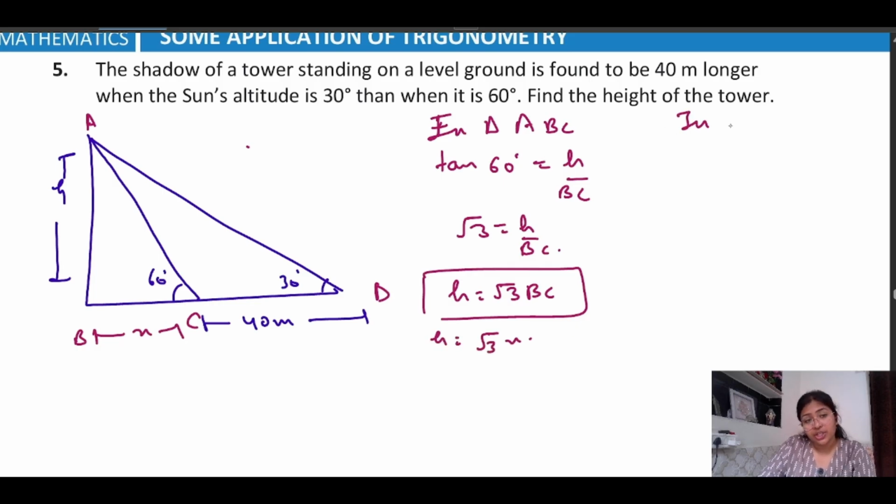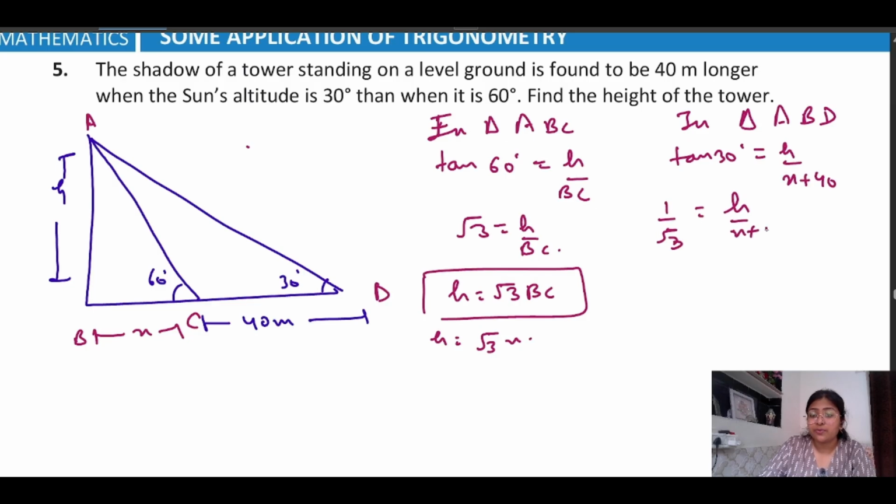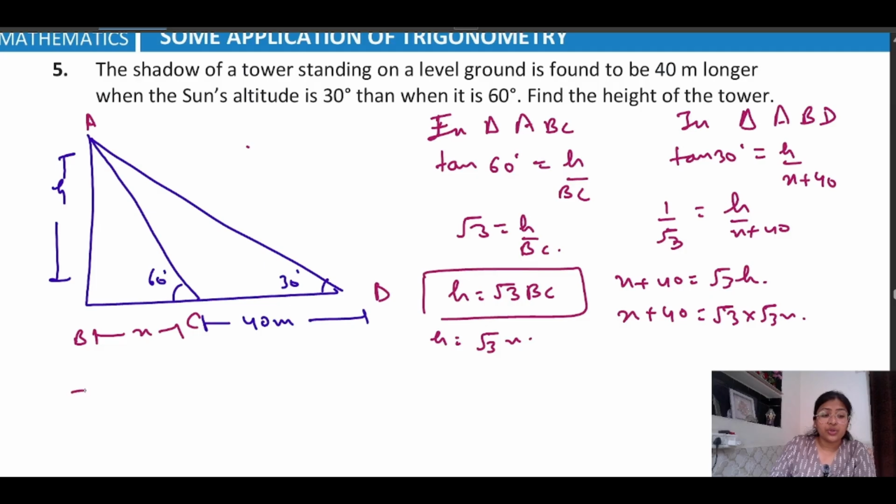Similarly, in another triangle ABD, tan 30 equals h over x plus 40. 1 over root 3 is equal to h over x plus 40. Cross multiply it: x plus 40 will be equal to root 3h. Put the value of h: x plus 40 equals root 3 into root 3x, so x plus 40 equals 3x. 40 equals 2x. The value of x is 20 meter.